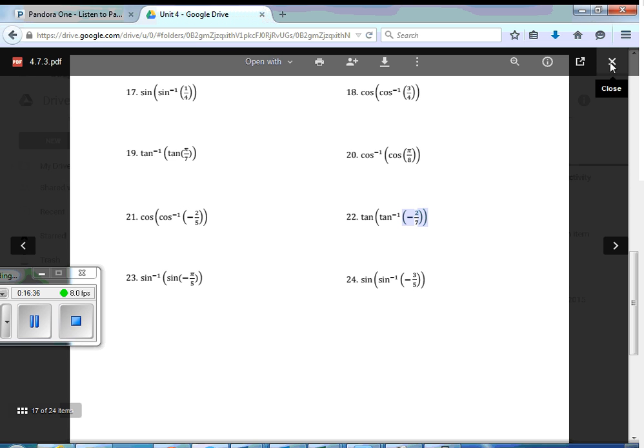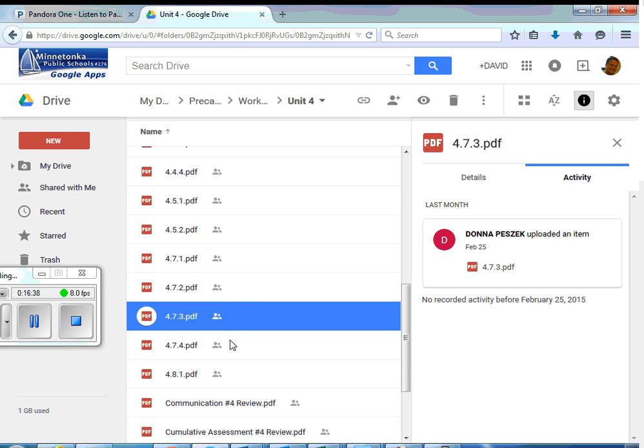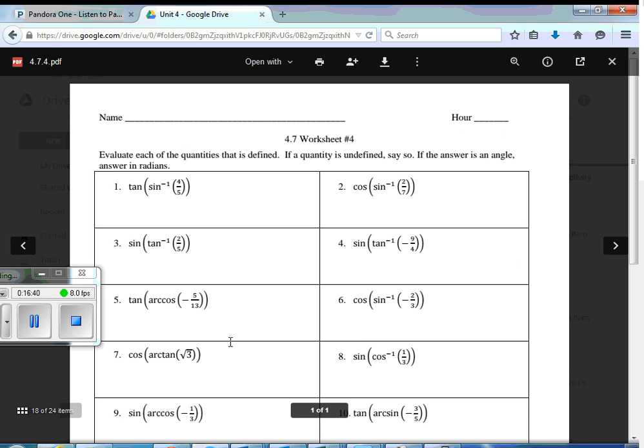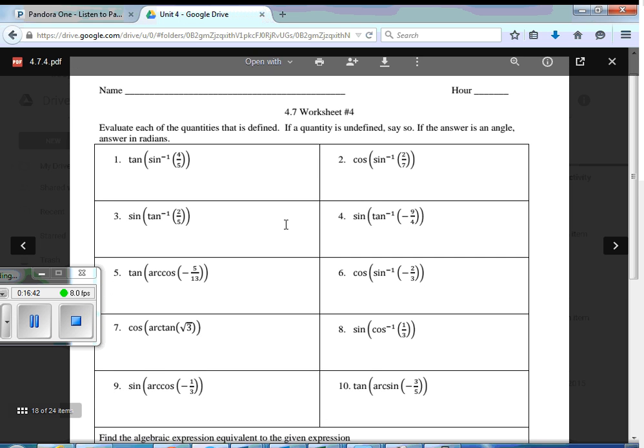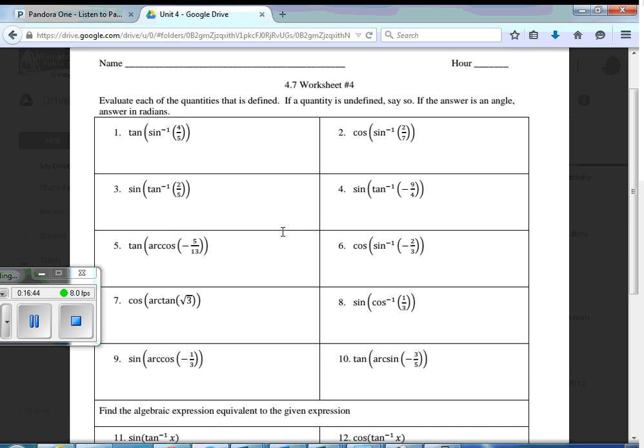Let's see if I can find the worksheet for today. All right, this is the old worksheet. I'm going to find the new worksheet, 4.7.4. There we go. Everybody find 4.7.4. Get it up on your screen so that we can do some of these together.